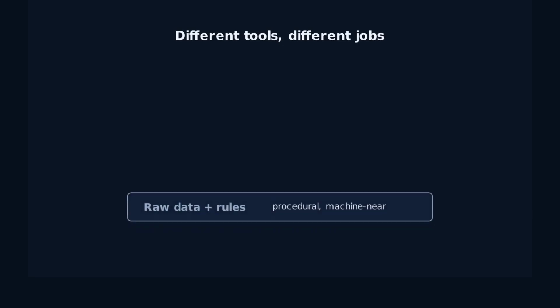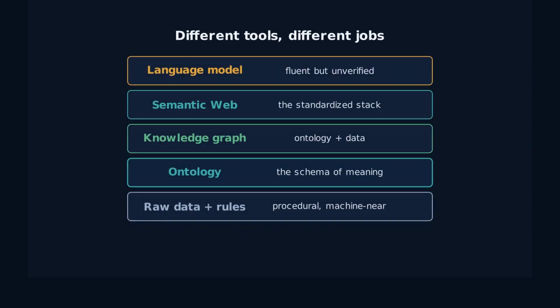Let us pull every neighbor we have met into a single map. Down at the bottom sits raw data and rules, procedural, specific, close to the machine. In the middle sits the ontology, declarative, formal, the schema of meaning itself. The knowledge graph is that ontology with its data poured in. The semantic web is the whole standardized stack it lives within. And the language model floats alongside, fluent but unverified, reaching for the ontology to anchor itself.